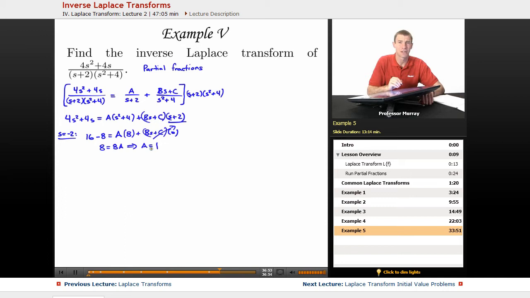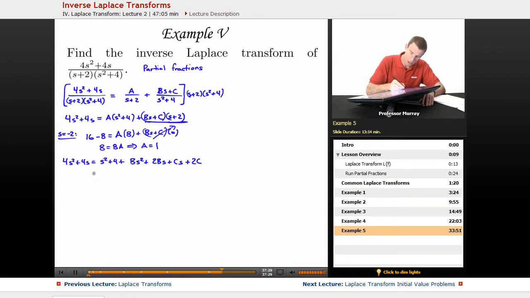That's as far as we can take it in terms of cleverness. Now we have to actually expand out that expression on the right. It's a little messy, but it's not too bad. 4s squared plus 4s equals, I've already figured out that my A is 1, so I'll write (s squared plus 4), plus now I'm going to expand out this (Bs plus C) times (s plus 2). So that's Bs squared plus 2Bs plus Cs plus 2C.